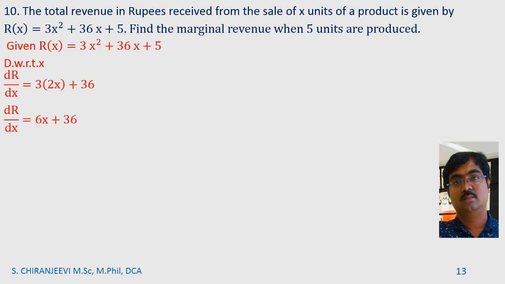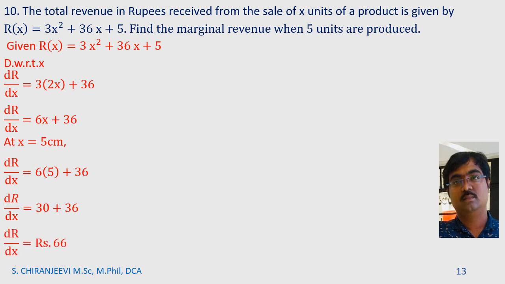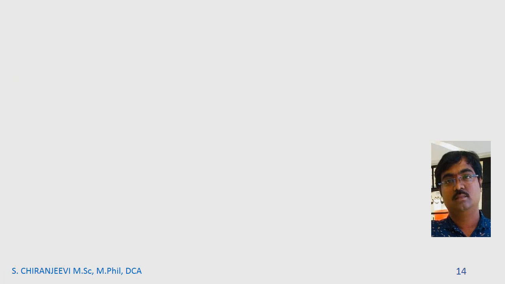dR by dx equal to 6x plus 36. At x equal to 5, dR by dx equal to 6 into 5 plus 36. dR by dx equal to 30 plus 36. dR by dx equal to rupees 66.